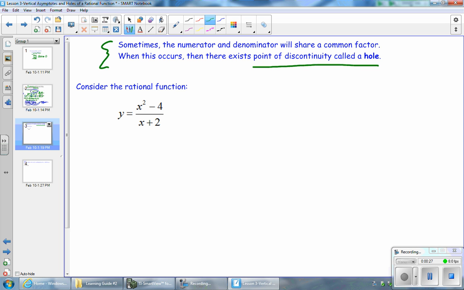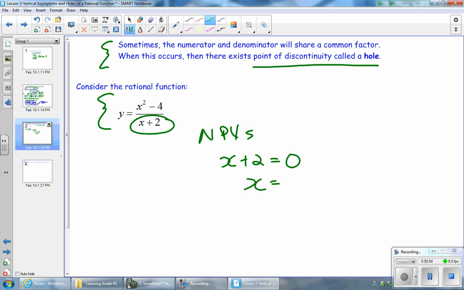So to show you this in detail here, consider this rational function here. y is equal to x squared minus 4 over x plus 2. So what I want to do is just find the NPV, so the non-permissible values of this rational function. To find the non-permissible values, you're always looking at the denominator. You're going to set it equal to 0, and you're going to solve for x. So a non-permissible value is x is equal to negative 2. So at x is equal to negative 2, this graph is not defined.